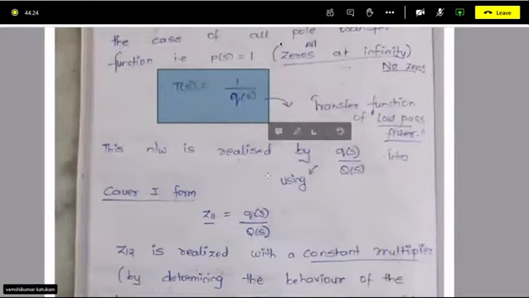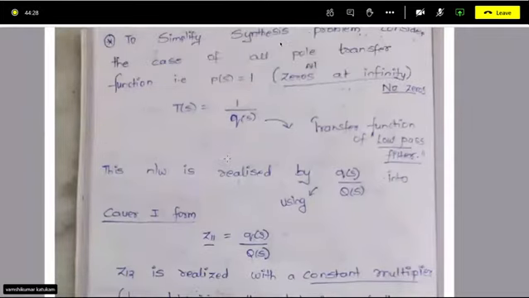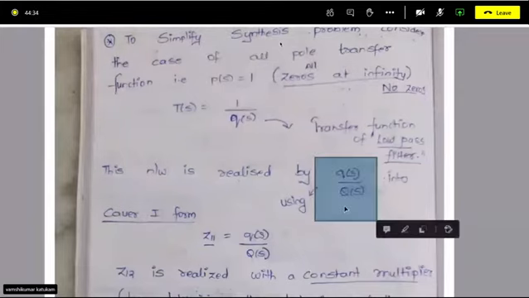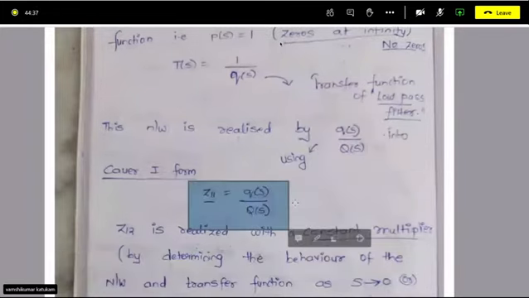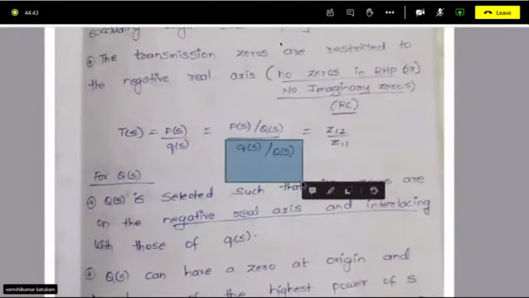So now what is the procedure? Divide by capital Q of s. So the network is realized by small q of s upon capital Q of s. Now Z11 becomes small q of s upon capital Q of s. If you see this, the numerator becomes 1, so it is a constant, some constant.